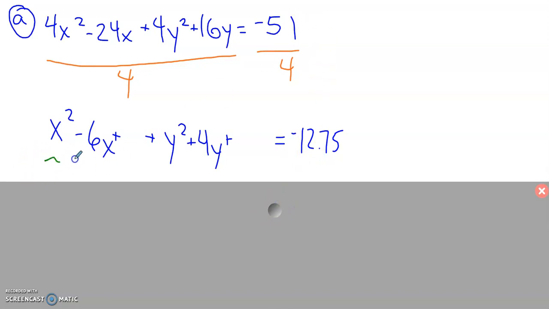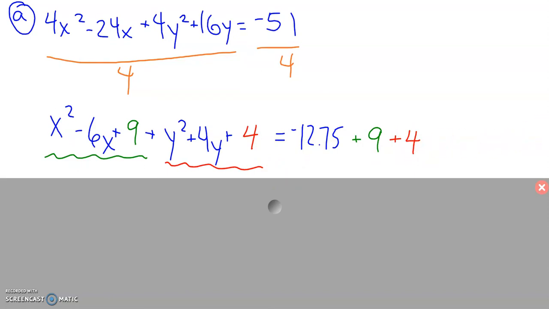So again, right here, I want this to be a perfect square, so half of negative 6 is negative 3, squared is 9. But I can't just add 9 right there unless I also add 9 to that side of the equation. Next, I have to do the same thing for y. Half of 4 is 2, 2 squared is 4, so I have to add a 4 there, so I have to add a 4 to the other side to keep it balanced.